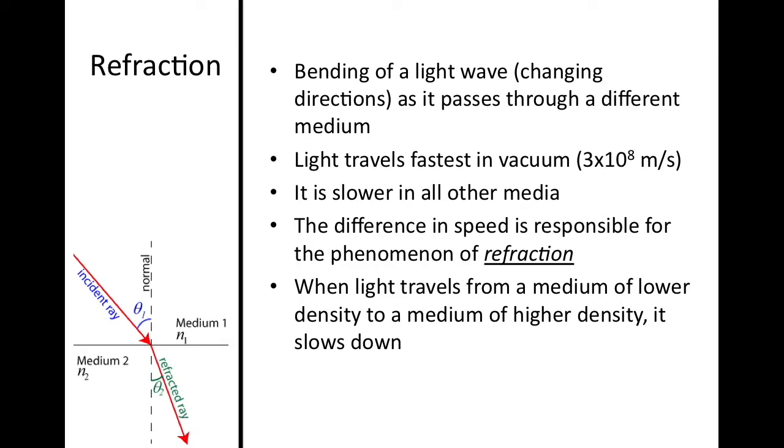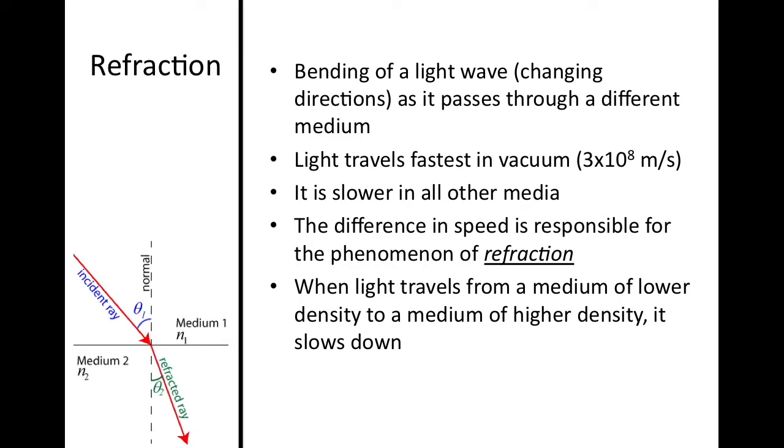Refraction is the bending of a light wave, or it is the light wave changing directions as it passes through a different medium. Light travels fastest when in a vacuum, and we know that with electromagnetic waves, they do not need a medium. So in a vacuum, light travels at 3 times 10 to the 8th meters per second.